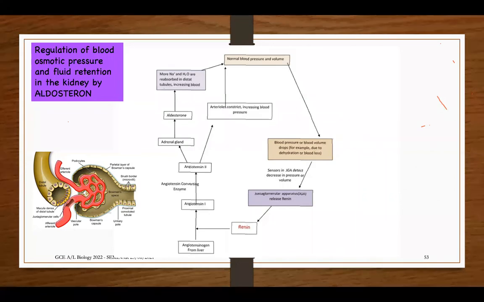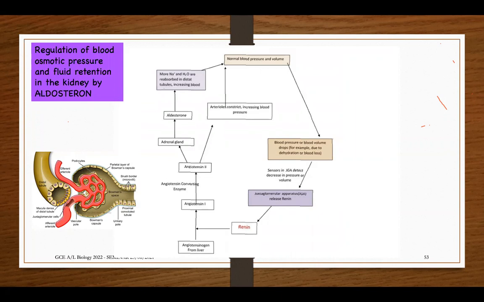Okay, so all of these processes will take place. It's the JGA, juxtaglomerular apparatus, that detects this loss in pressure or volume, and it will release renin that converts angiotensinogen from the liver to angiotensin 1, that gets converted to angiotensin 2 and acts on either the adrenal gland to produce aldosterone or constrict the arterioles, anyway to increase the pressure and the volume of blood. Is that clear?